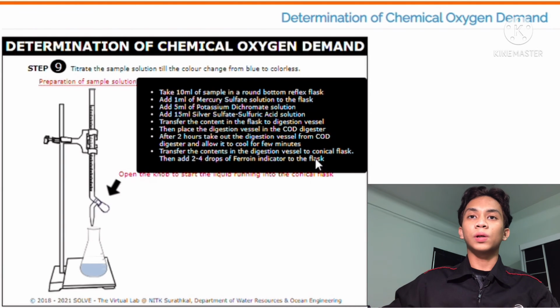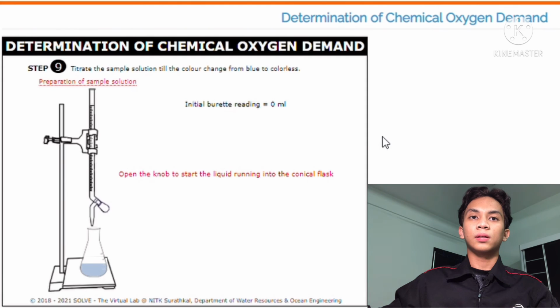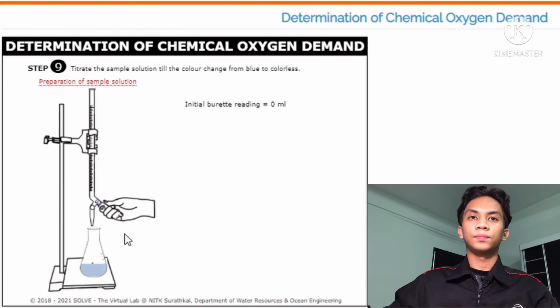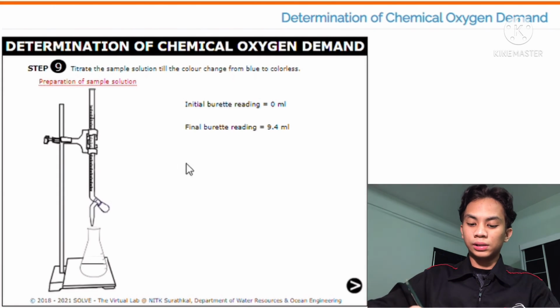Basically, this is what we did at the previous step. Now, the initial reading is 0 ml. Open the knob to start liquid running into the conical flask. Titrate the sample solution till the color changes from blue to colorless. Now the color changes. The final burette reading is 9.4 ml.